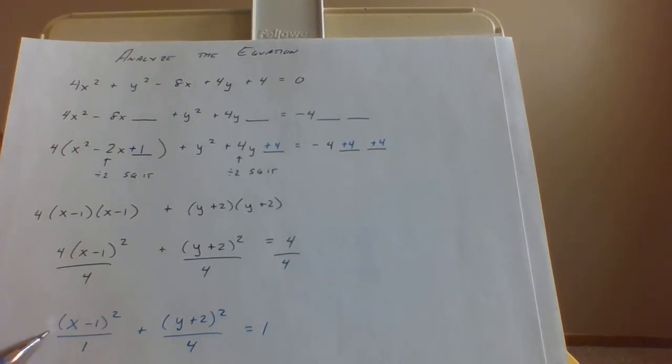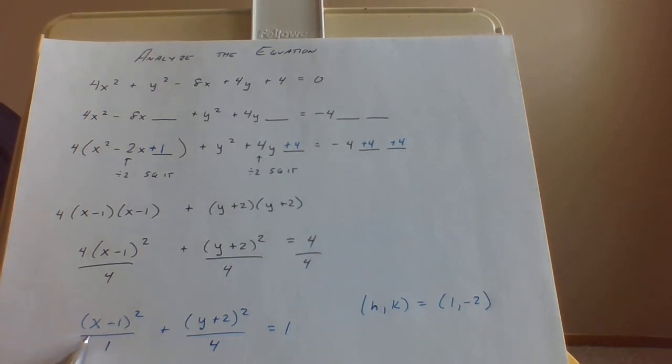When I do that, I'm going to get x minus 1, the quantity squared. You don't necessarily have to write this over a 1, but I'm going to just so we have a denominator to work with. My second fraction here is going to be y plus 2, the quantity squared, over 4. And on the other side of my equal sign, I have a 1. So from here, let's go ahead and get the center of our ellipse.